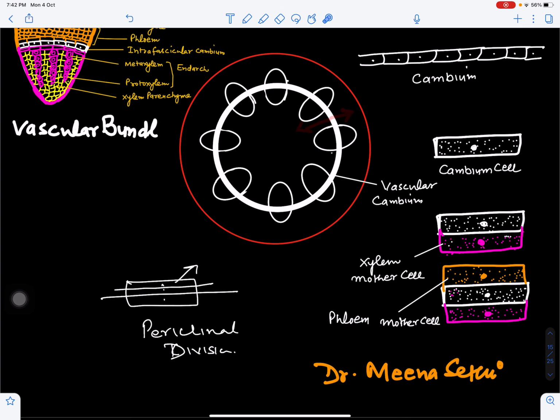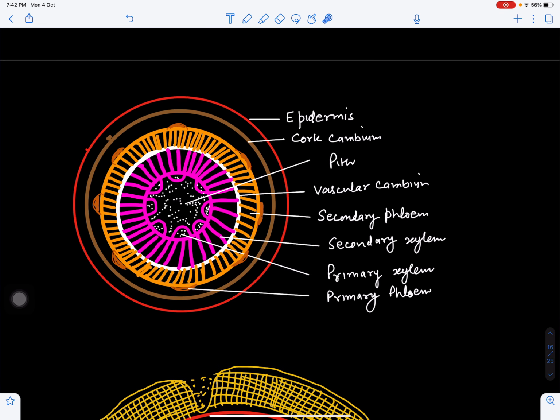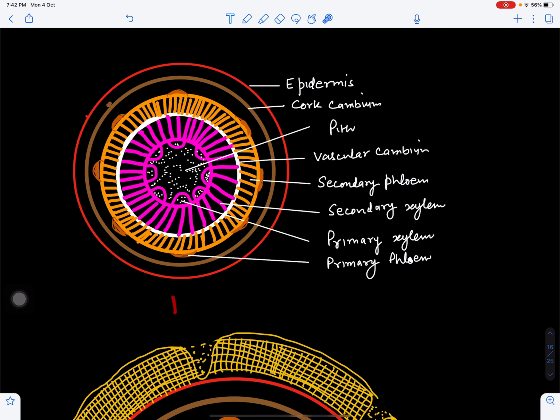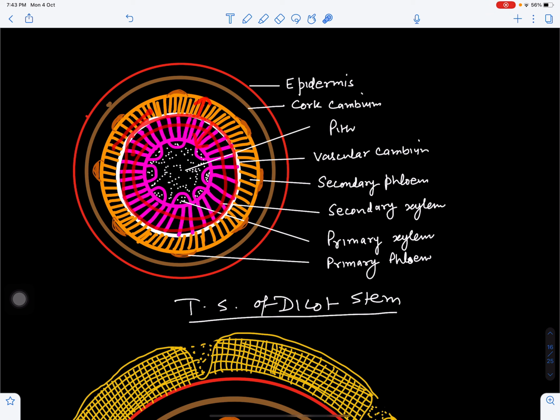Now we can see here when we again cut a transverse section of the stem, this is TS of dicot stem showing secondary growth. This is the vascular cambium which is present in the center. It was cutting off secondary phloem toward the outer side and secondary xylem toward the inner side. So we are getting a ring of secondary xylem and a ring of secondary phloem.